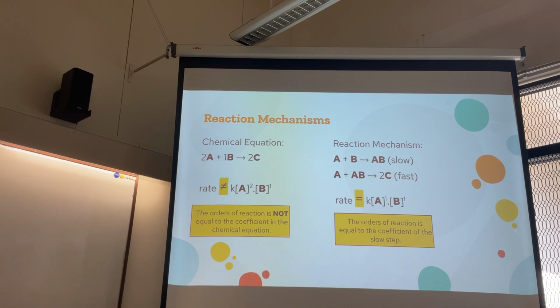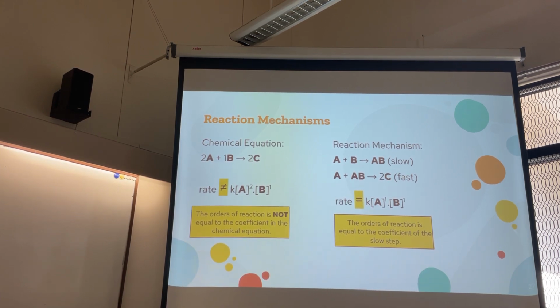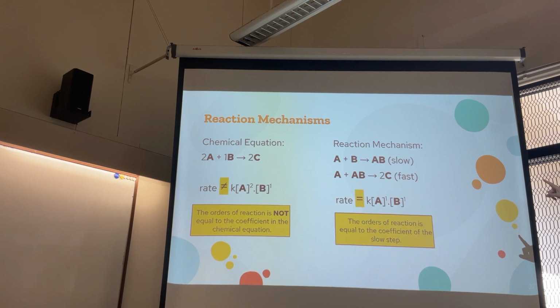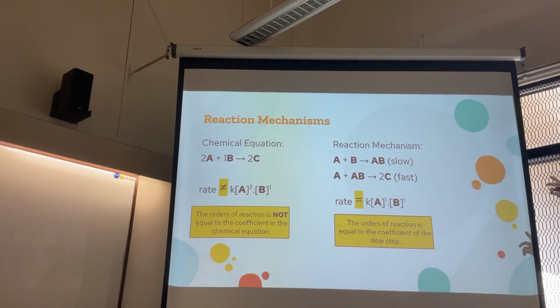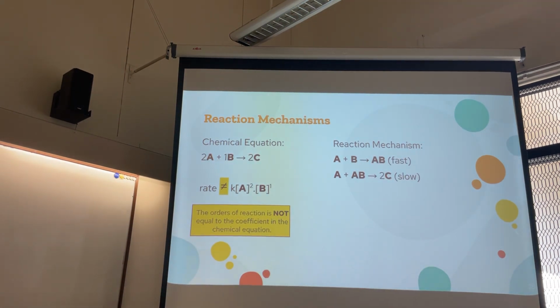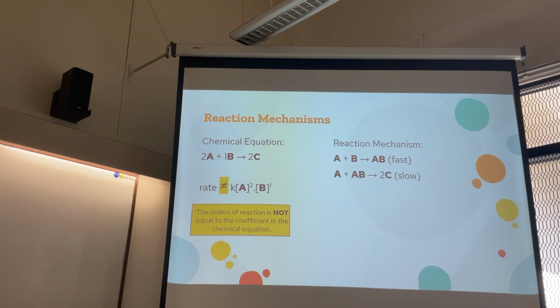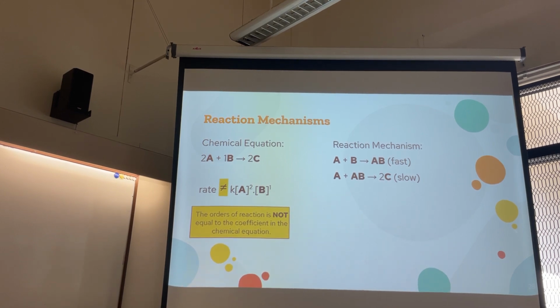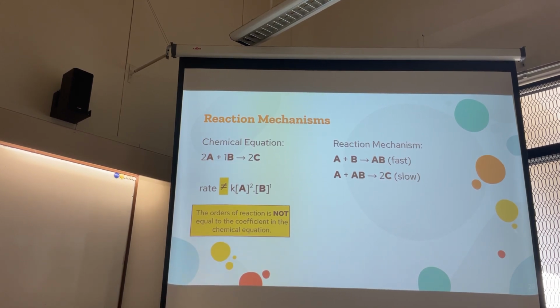Okay, now comes the third and final thing that I want you to remember about mechanism. Currently, my slow step is the first step. What happens if I change the slow step to the second step? Can you tell me how your rate equation will look if your slow step is your second step? First order with respect to what? A, and first order with respect to what? AB.